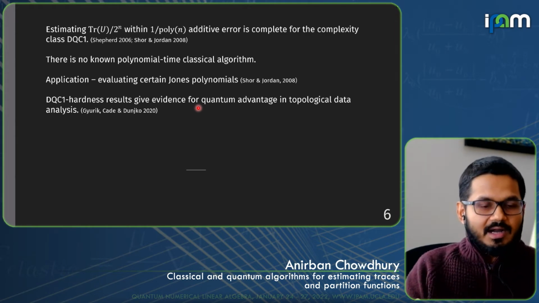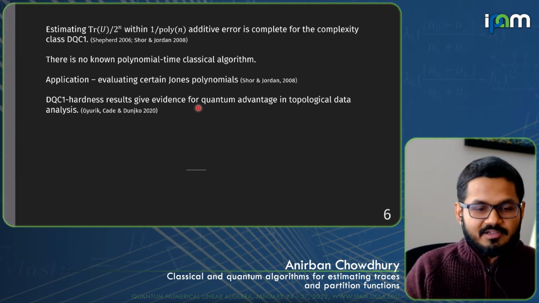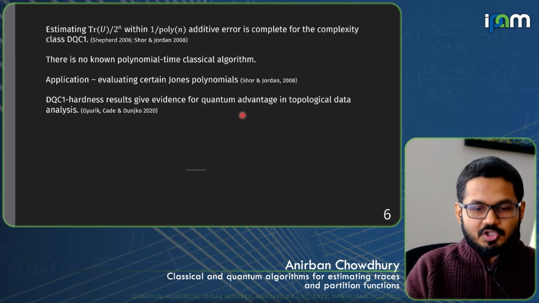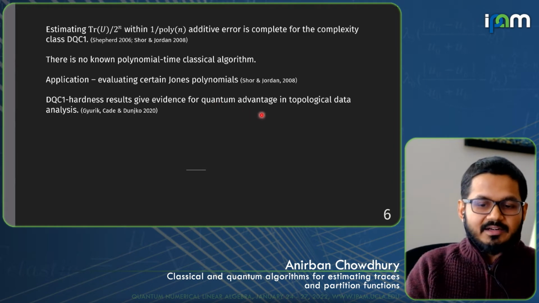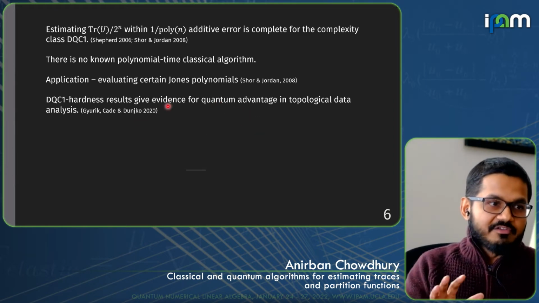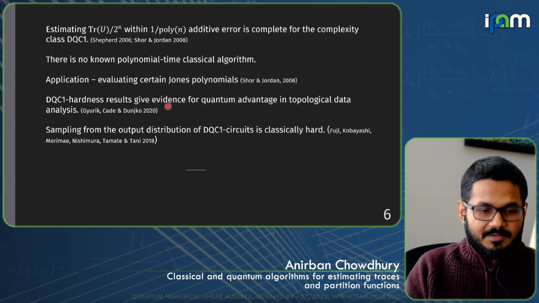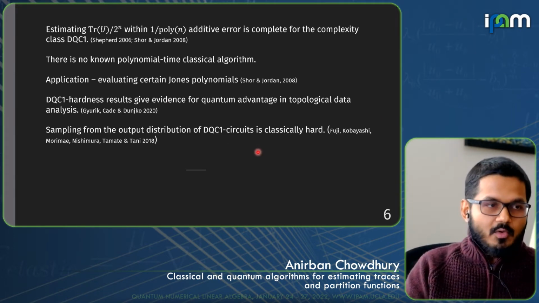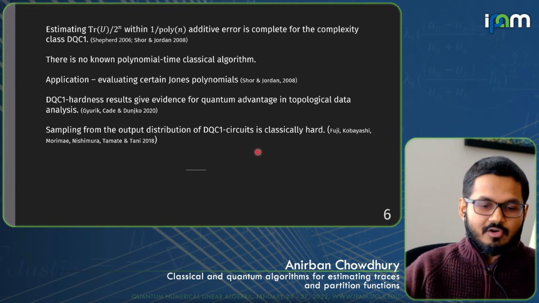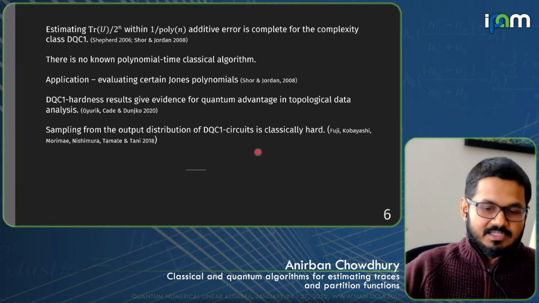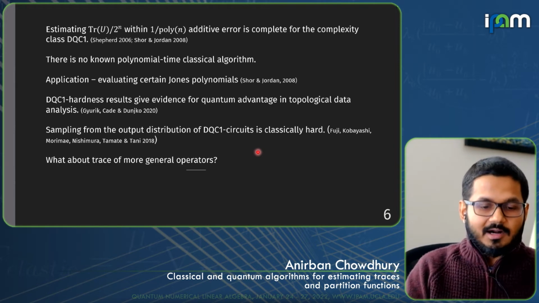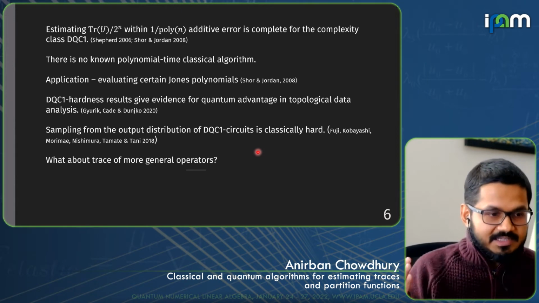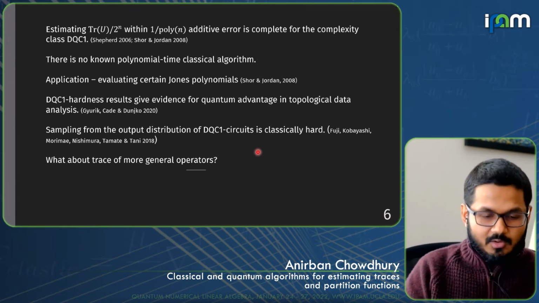But just to give you an idea of further evidence for hardness in this kind of computational setup, people have also shown that there is quantum advantage in topological data analysis based on evidence from DQC1 hardness results. Also, further evidence is that there is a paper showing that if you want to think about sampling problems, where you're sampling from some output distribution of DQC1 type circuits, that can also be classically hard. So that's just to give you some idea that this model does something that is beyond classical algorithms.